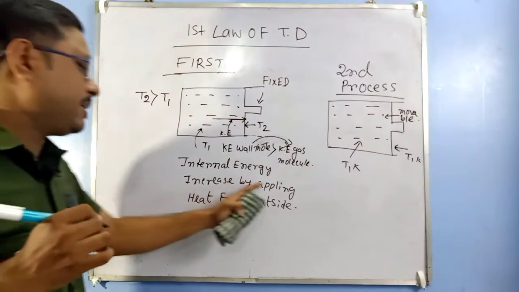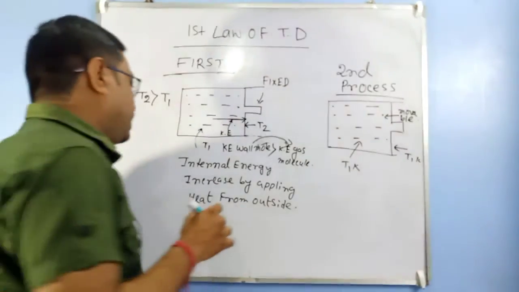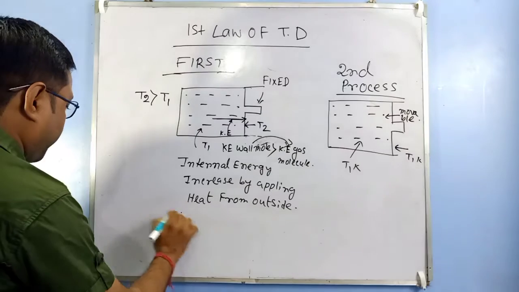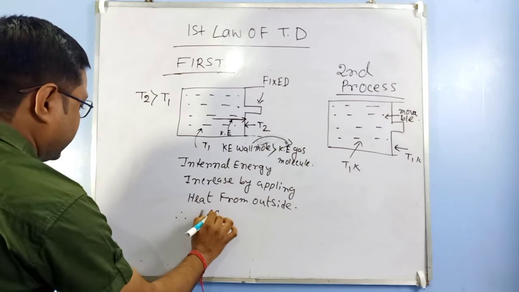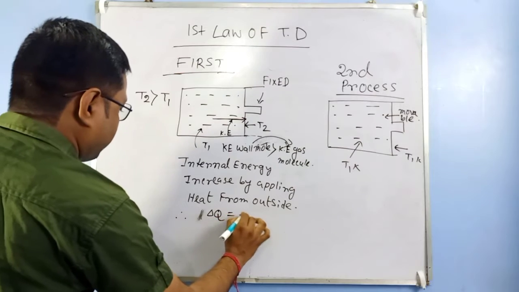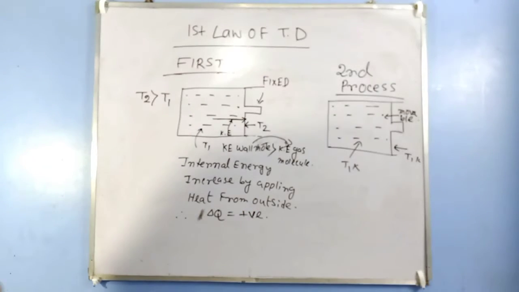Internal energy is increased by applying heat from outside, and here the heat, that is delta Q, is taken as positive.